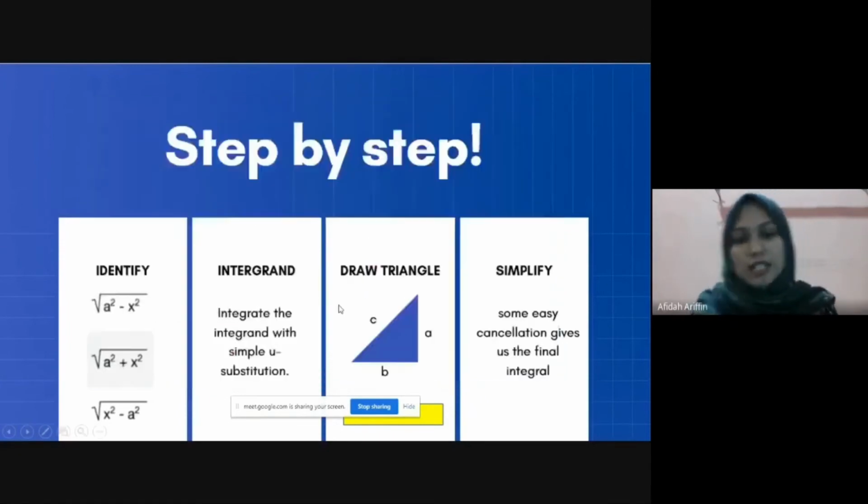So the third step is to draw a triangle. You must draw a triangle, because some students forget to draw the triangle, so they miss this step and get it wrong. So for the third step, you have to use the triangle.